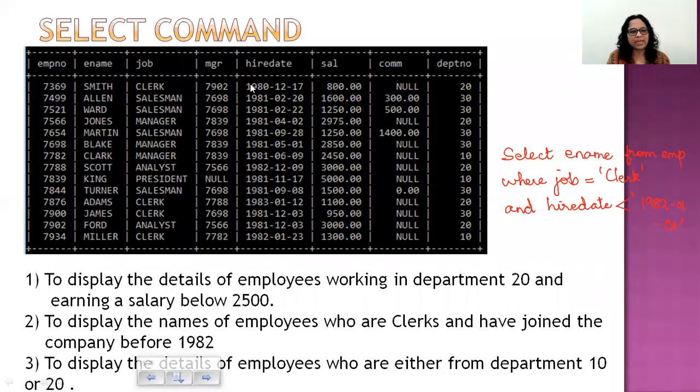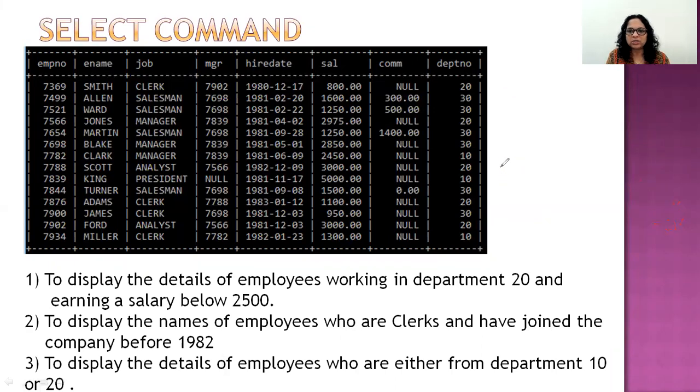It says display the details. Okay, let me just clear this up. So the third one is display the details. So again, write select star from where? From the table EMP. Now, what's the condition? Who's either in department 10 or 20. That means you're talking about somebody who's in department 10 or 20. So I write where DEPTNO equals to 10 or DEPTNO equals to 20. What does or say?